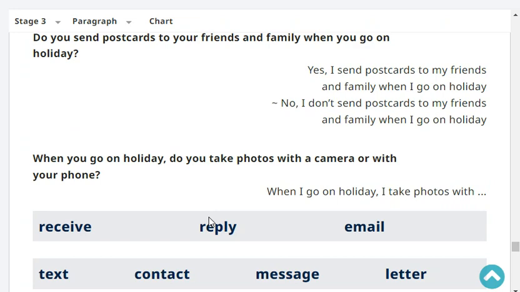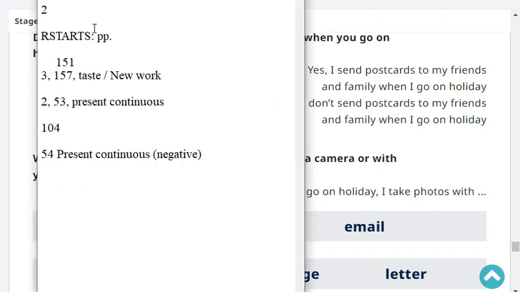When you go on holiday, do you take photos with a camera or with your phone? When I go on holiday, I take a photo with my phone or my camera. Very good.